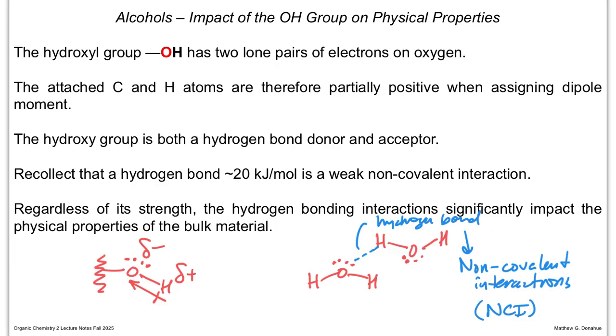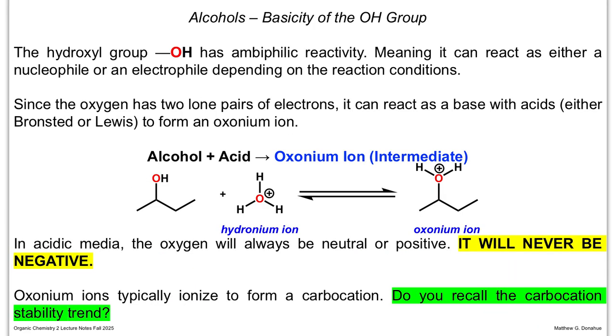Because it's not a formal bond, it has a weaker energy. It tops off about 20 kilojoules per mole. But now if you imagine each water molecule has a ton of these other ones around it, the little bits do add up. So that is a little bit about the physical properties. Let's talk about the reactivity of the OH group.